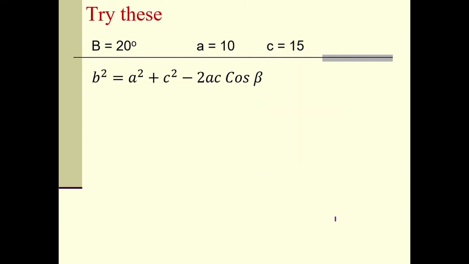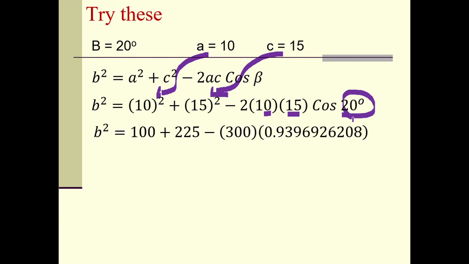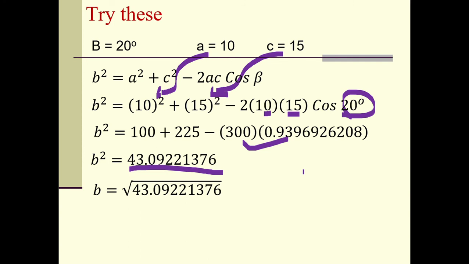So, try natin. We're looking for the side B. B squared, so substitute ng value ng A, substitute value ng C, ito ay A, C, and then angle B, di ba? To solve for B, inadd natin lahat, minus yung 300 na yun, tsaka yung product nito. So, naka 43.09. We have to get the square root. So, ang B natin ay 6.56. Ayan yung ating value. Madali lang.